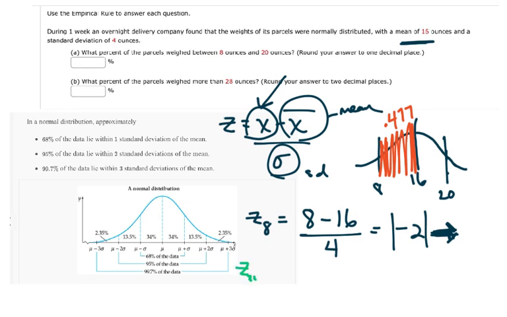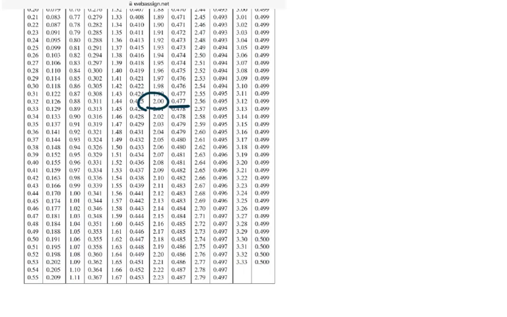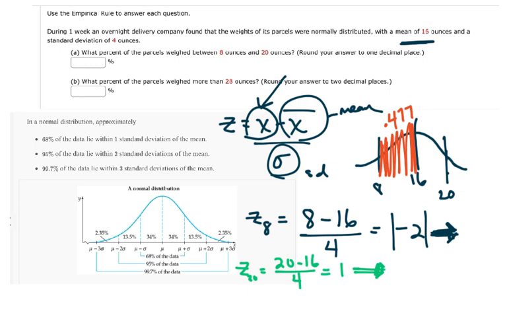Now let's do the same thing, but let's do it for 20. So you don't have to put the little 20 down here. I do that for myself. So we're going to do 20 minus the mean divided by 4. We get that, and we get 1. That's my z-score. So now we're going to go to the table to find the area. So let's go to the table, and here's 1, and that area is 0.341. So this area under here is 0.341. So that total area, add them together, and what do we get? 0.818.